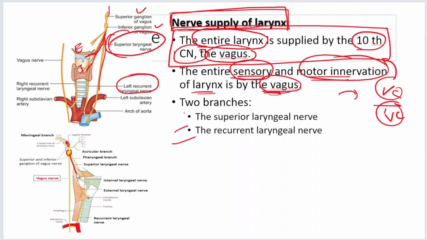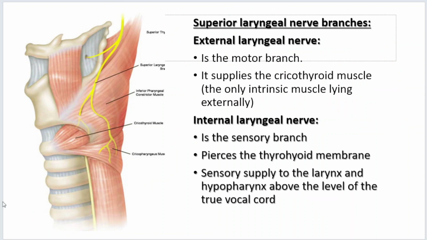It is giving the superior laryngeal branch. This is the internal laryngeal and the external laryngeal, and this is the recurrent laryngeal. Okay. So this is on the right side, and we are going to talk about it now. Next.